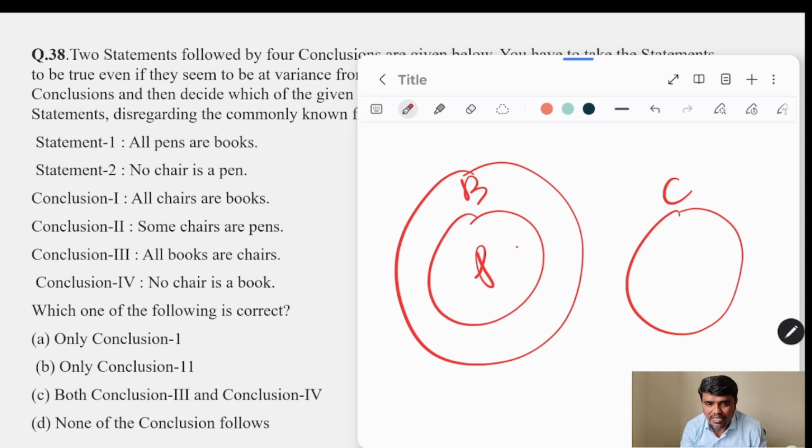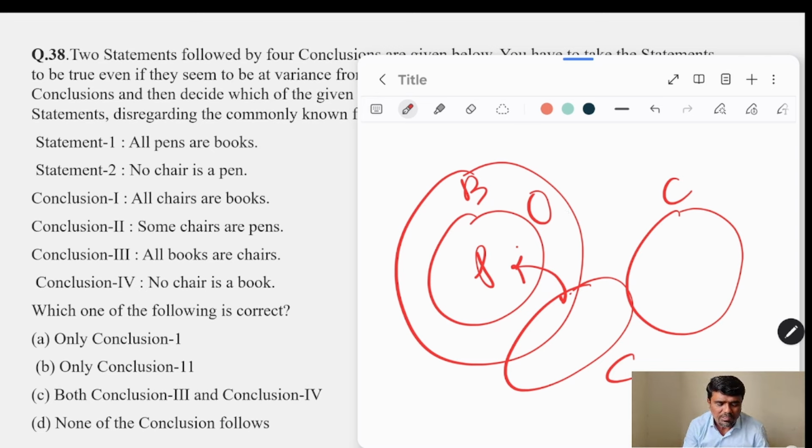Maybe, may not be. Already this is also one possibility. Only the condition that pen and chair should not intersect each other. So all remaining possibilities are there: the entire chair will come inside, or intersection, or completely no touch, meaning there is no intersection part between them. These are all different possibilities. So none of the conclusions follows. This is the correct one.